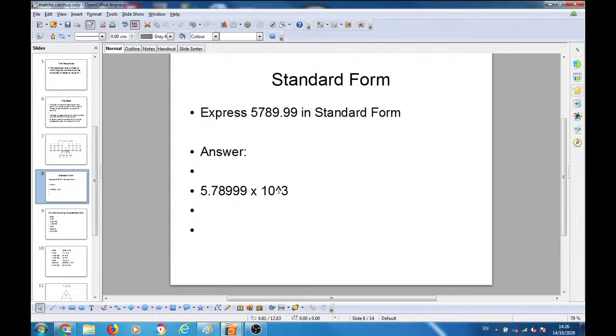So this little sign here, because on my keyboard I can't use a little 3 stuck next to the 10, we need some special software for that, but that little sign here just means to the power of 3. Okay, so you see this as well. So we've got 5,789, and here we've got 5.7, and then times 10 to the power of 3.